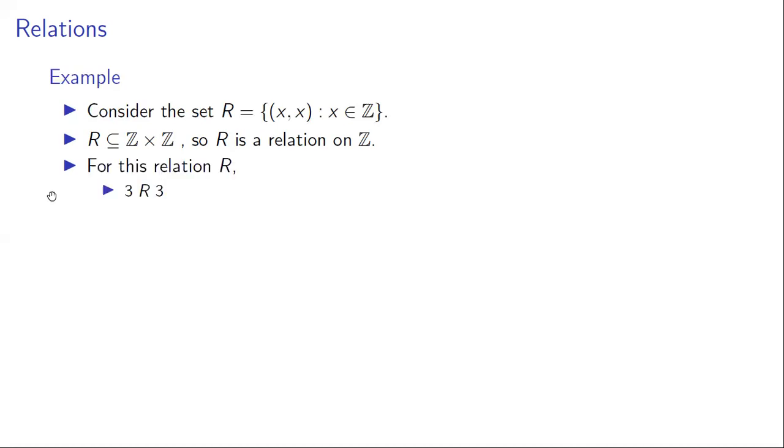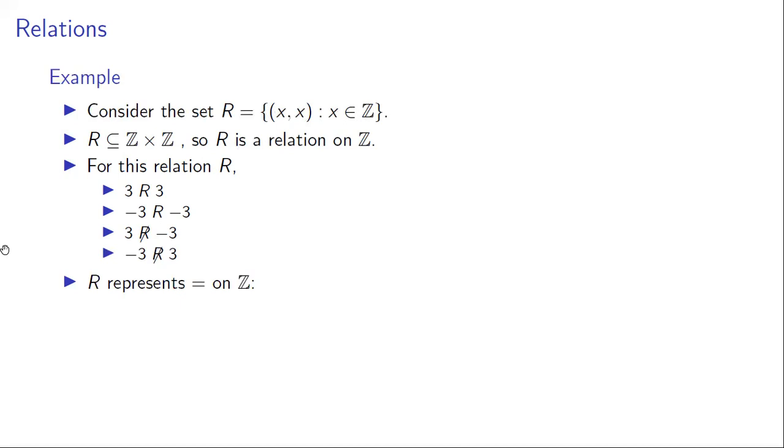But I just want to point out, for this relation, for example, 3R3. That's true. 3 is related to 3 because we have the ordered pair 3, 3, of the form x, x where x is an element of Z. That includes the ordered pair 3, 3. Also, -3 is related to -3. But 3 is not related to -3, for this particular relation. And -3 is not related to 3.